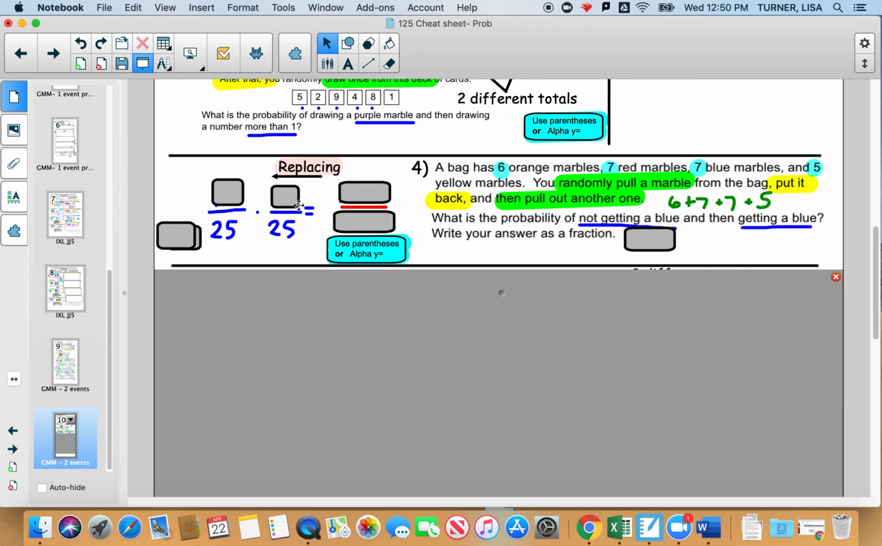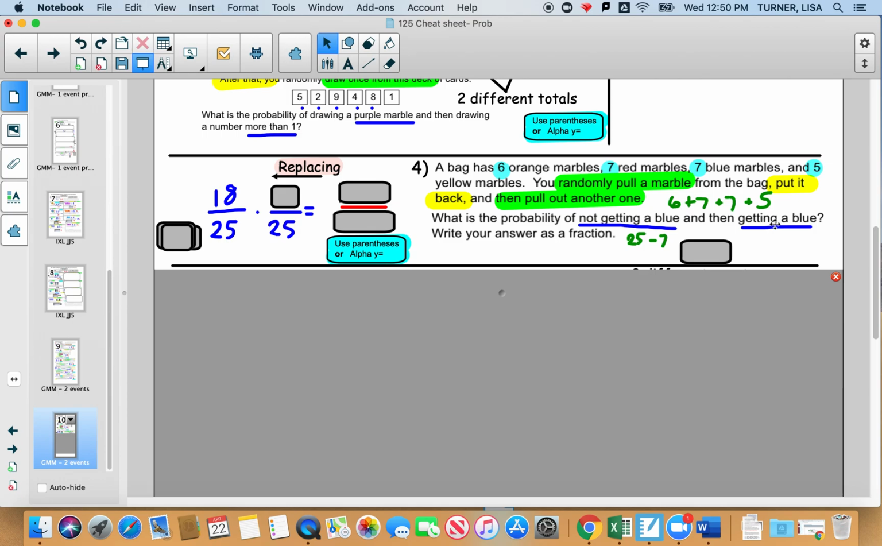And now I need to know what I'm looking for. What is the probability of not getting a blue? All right, so if there are 7 blues, my brain is going to say take 25, take away that 7 blues, it's the opposite. And so my first fraction is 18/25ths.